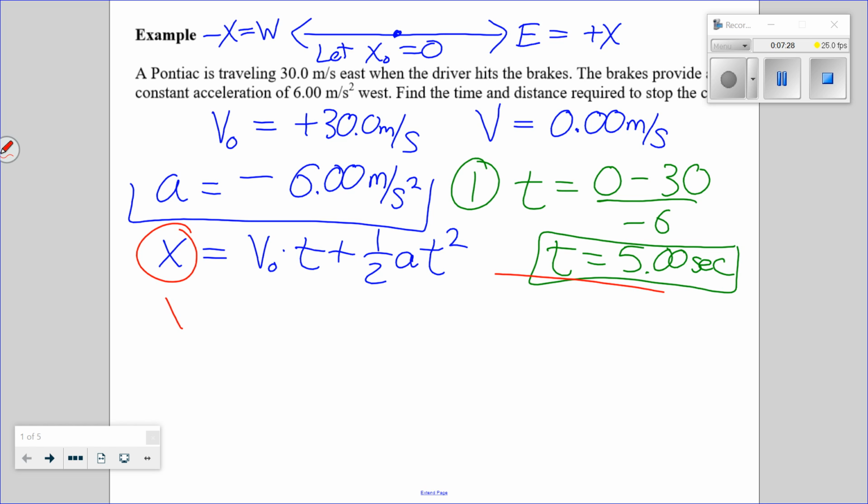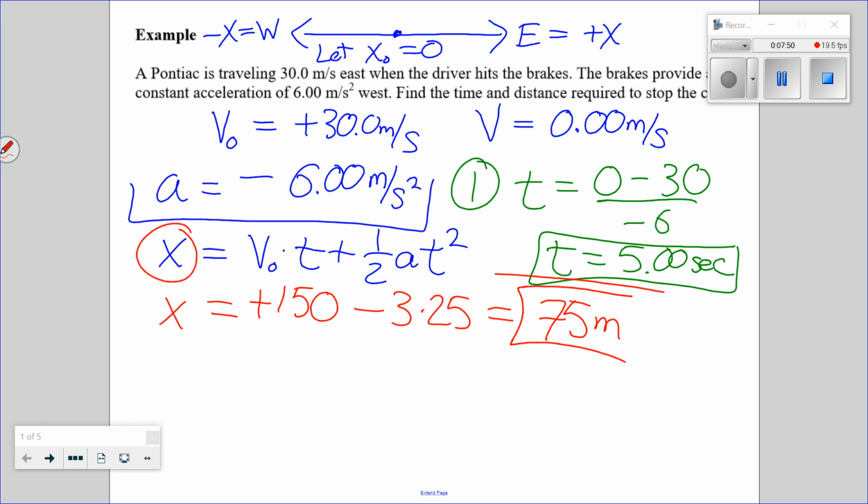Okay, it's plus 30 times 5 is 150. Oh no, directions. But it's minus 6, so let's do minus 3 times 25 is only 75. Oh, still pretty slow stopping, but much better. Now you all agree with me?